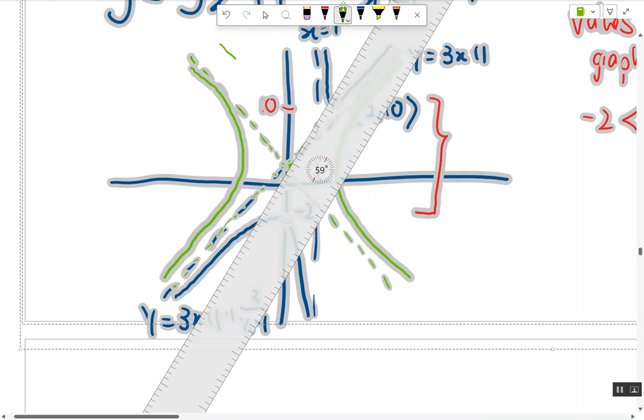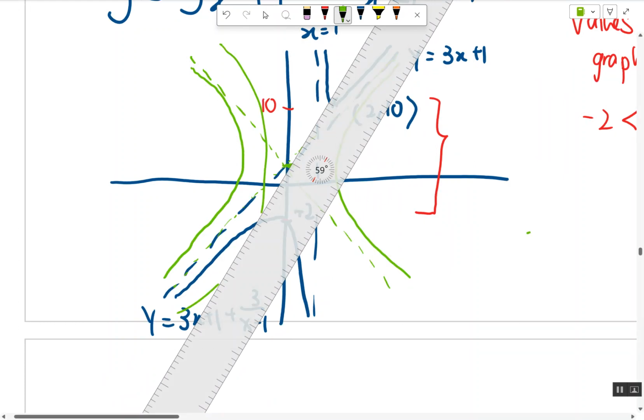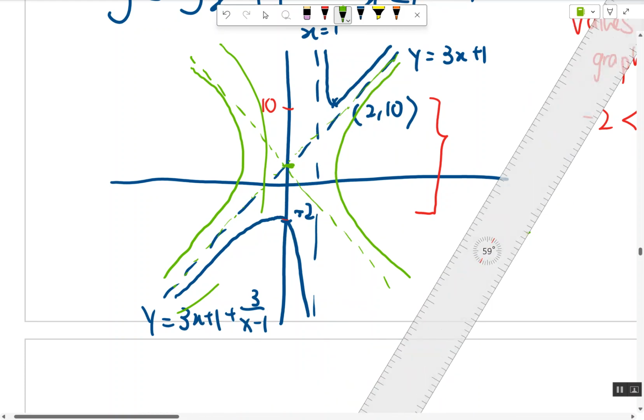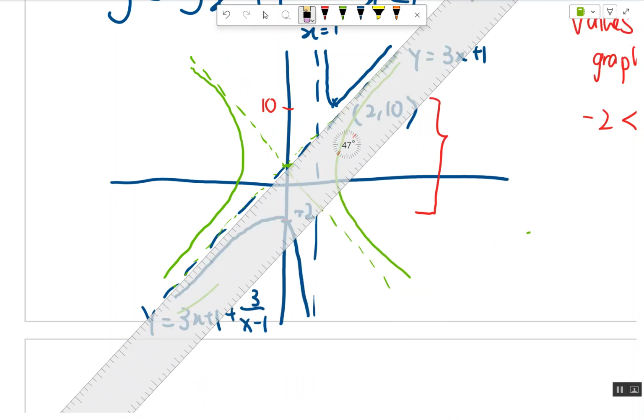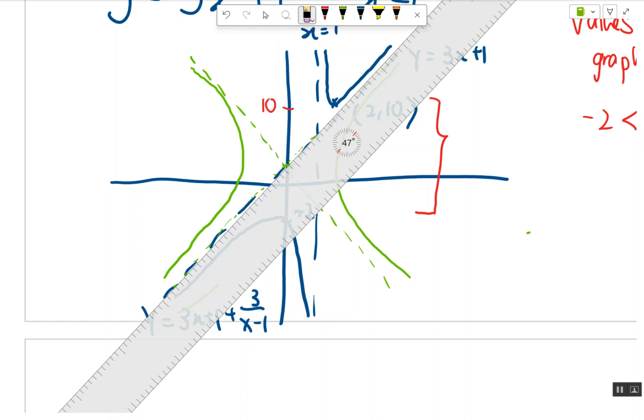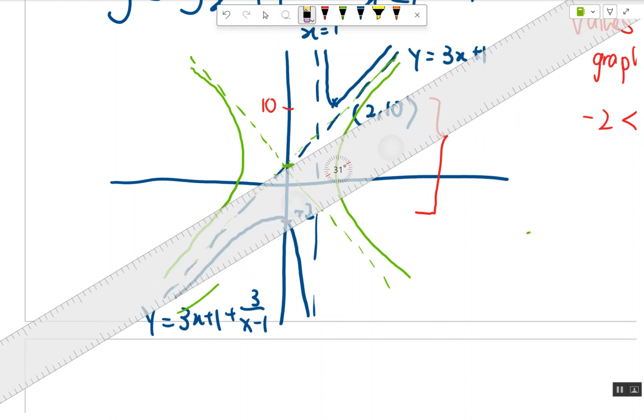If I get steeper, can you see if my oblique asymptote gets steeper, my hyperbola will become like that, right? Does it cut? Can you see? Does it cut or not? Yes, right? So in order for the hyperbola not to cut the graph, the gradient of the hyperbola must be more steep or less steep? Less steep. It must go like that, right or not?